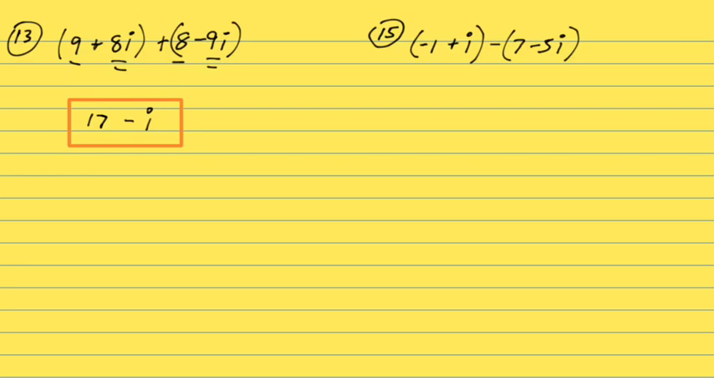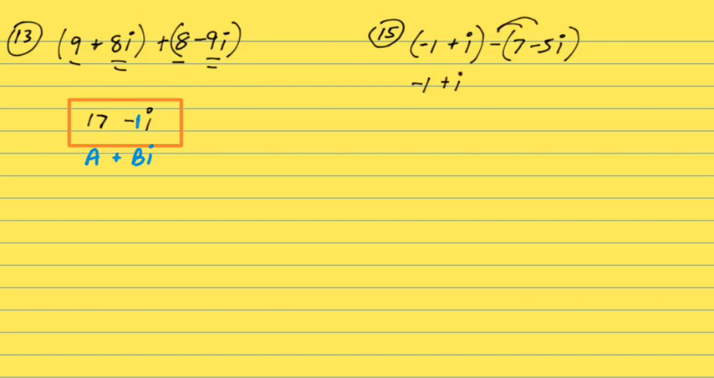Any questions there? Again, you want it in the form of a plus bi. Now, b might be a negative 1. That's fine. But you want the real number, then the imaginary part. So if it says to add them, you just add them. Number 15 says to subtract them, so you just subtract them.